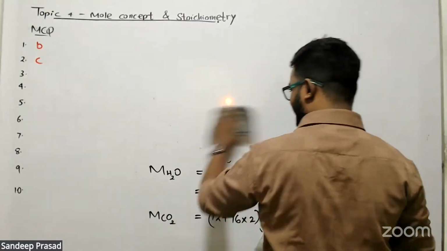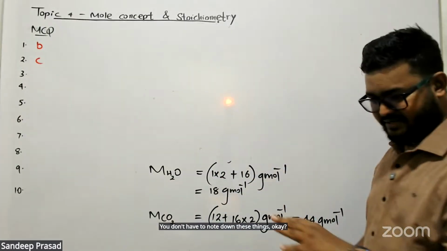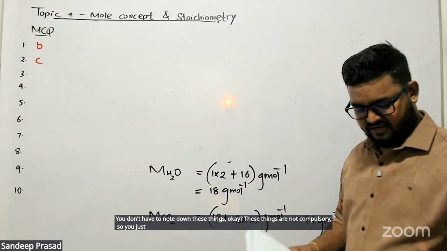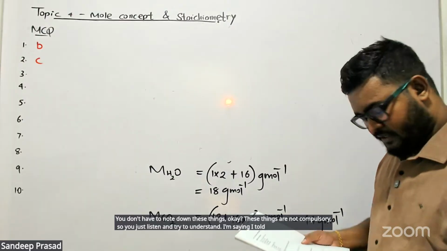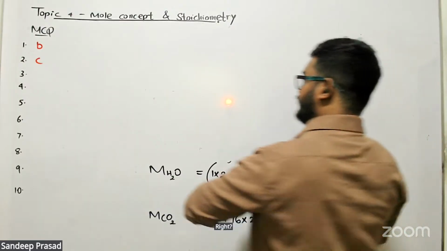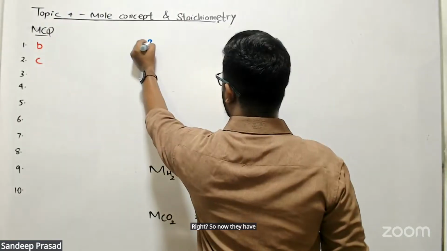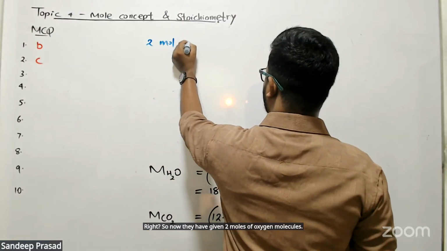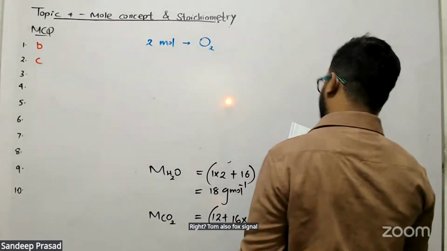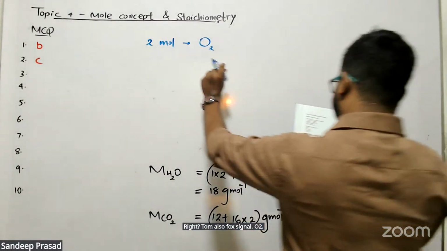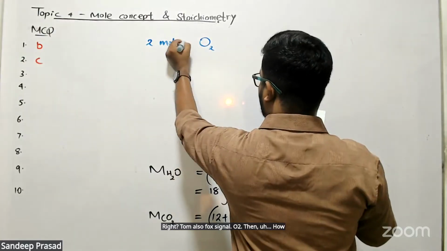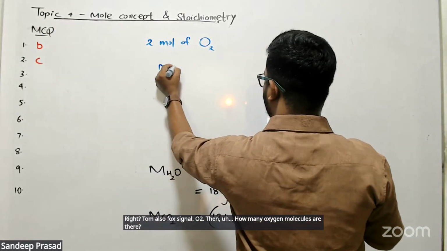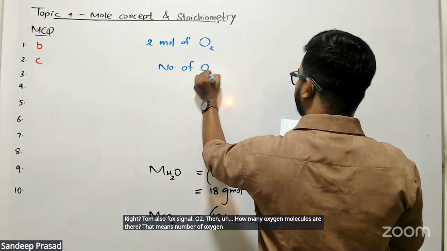As I told you before, you don't have to note down these things, okay? These things are not compulsory. You just listen and try to understand. Now they have given 2 moles of oxygen molecules, O2. Then how many oxygen molecules are there? That means the number of oxygen molecules.